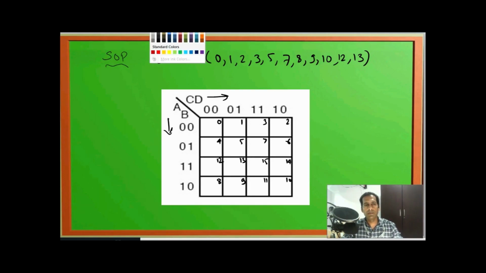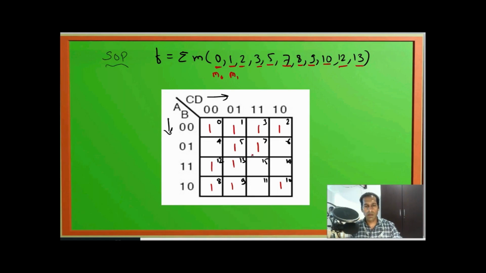Now we have to mark the numbers. This is at the 0 position, so here we write 1. Then this is M1, position 1. Then 2, then 3, 5, 7, 8 and 9, 10, 12 and 13.